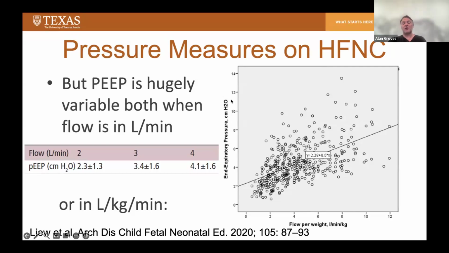So here's end expiratory pressure on the y-axis and flow as liters per kilo per minute on the x-axis. Now, in the older child, many of you will have looked after kids with bronchiolitis in the PICU and started them all on 2 liters per kilo per minute of high flow for the 6-month-old with bronchiolitis. Well, in our babies, if we choose that 2 liters per kilo starting dose, some of our babies will be getting a PEEP of less than 1, and some of our babies will be getting a PEEP of more than 6, and with every other number in between. So again, the key point here is the huge variability in PEEP that we're generating whenever we're on high flow.